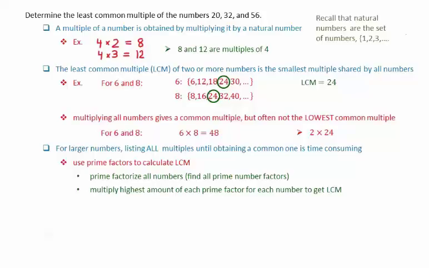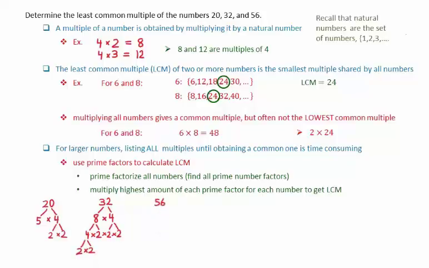For our question, our first number is 20. Let's prime factorize 20, first by breaking it up to 5 times 4, and then we can break the 4 up to 2 times 2. Our second number, 32. We can write that as 8 times 4. The 8 can be written as 4 times 2, and the 4 as 2 times 2, and then the 4 we have left also can be written as 2 times 2.